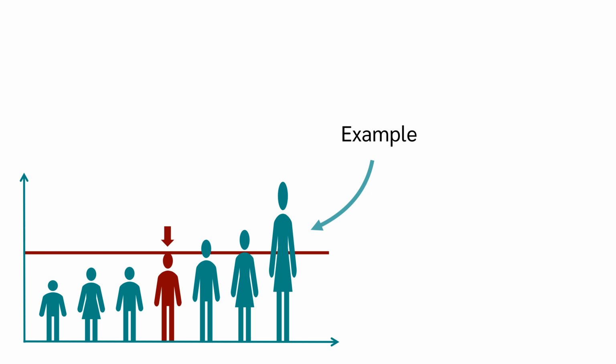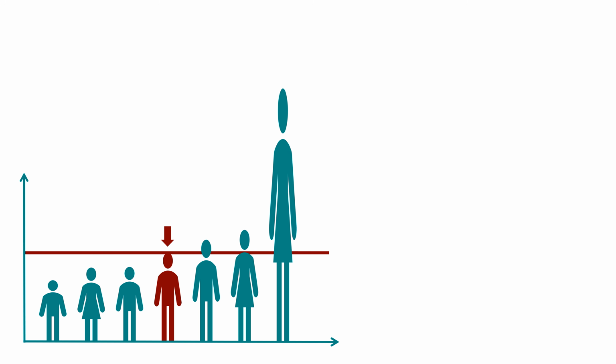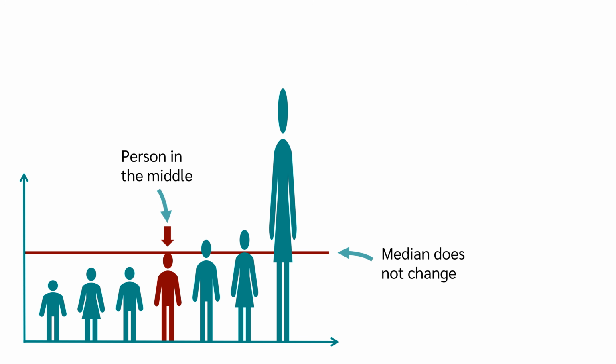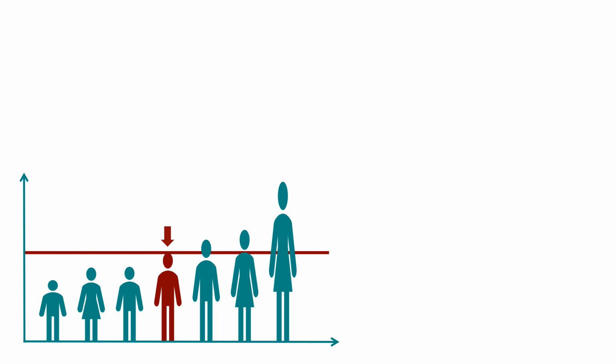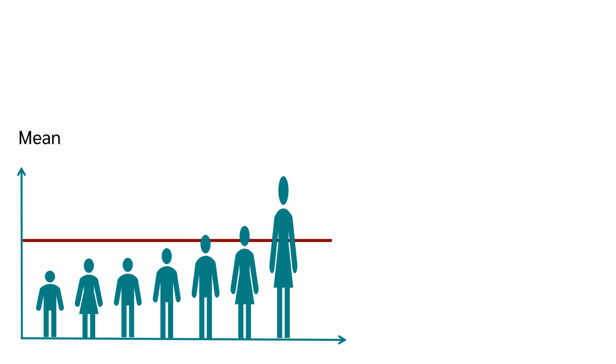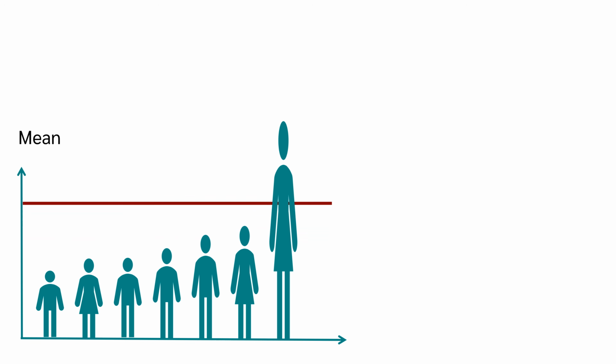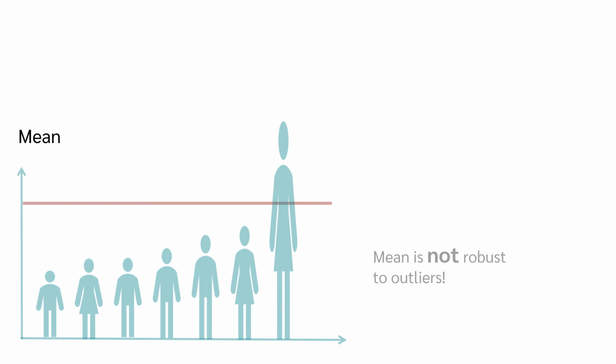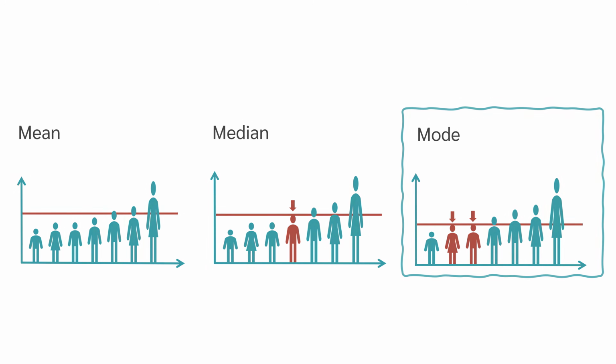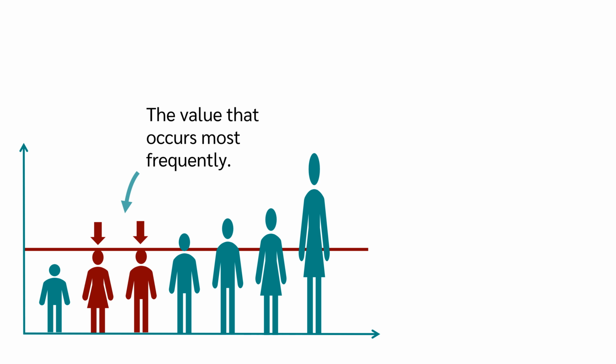Let's look at this example. No matter how tall the last person is, the person in the middle remains the person in the middle, so the median does not change. But if we look at the mean, it does have an effect on how tall the last person is. The mean is therefore not robust to outliers. Let's continue with the mode. The mode refers to the value or values that appear most frequently in a set of data.